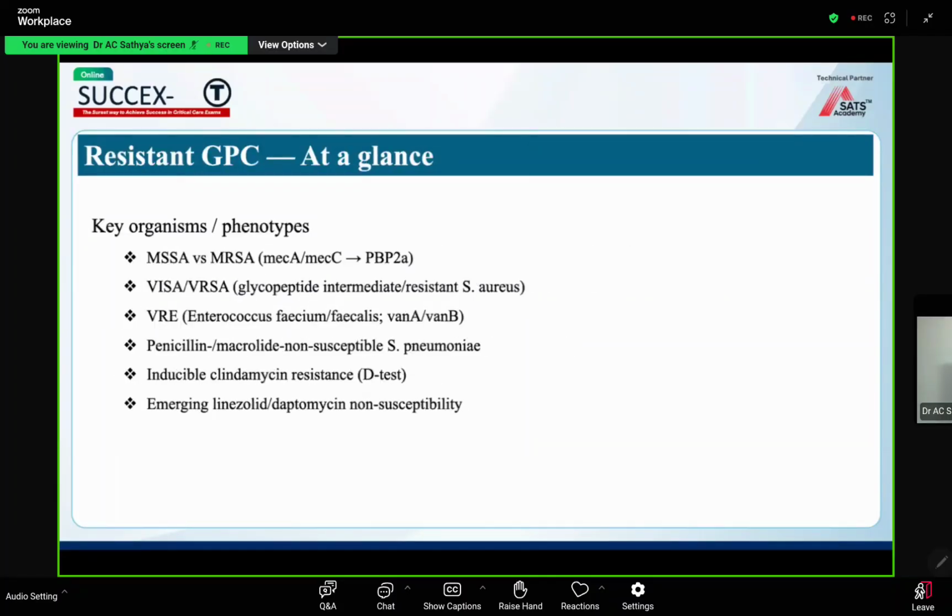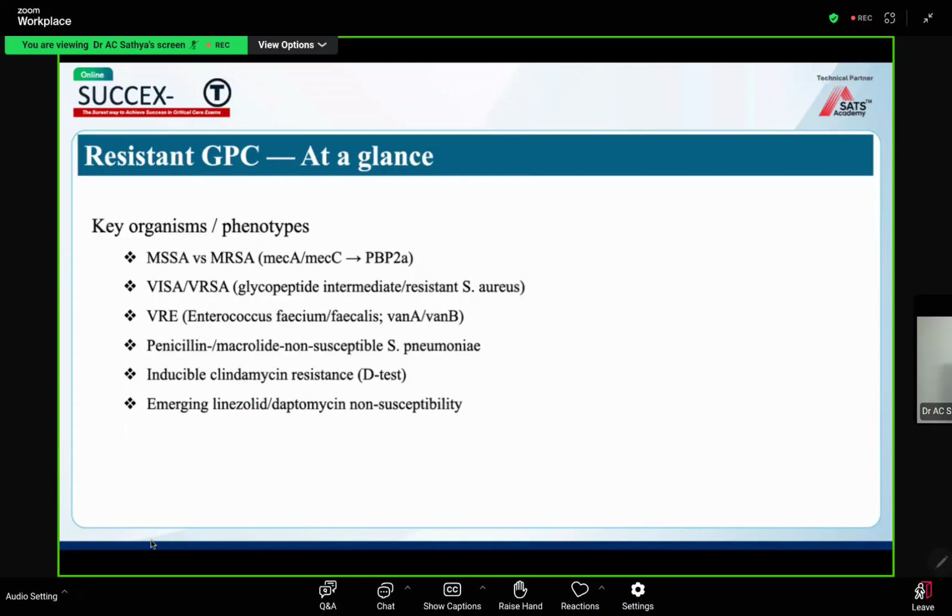I think we have covered the GNB in a nutshell, and we'll move on to GPCs. The most important resistant gram-positive organisms are VISA, VRSA, MRSA. VISA, VRSA: vancomycin-resistant Staph aureus; MRSA: methicillin-resistant ones. VRE: vancomycin-resistant Enterococcus faecium and faecalis.